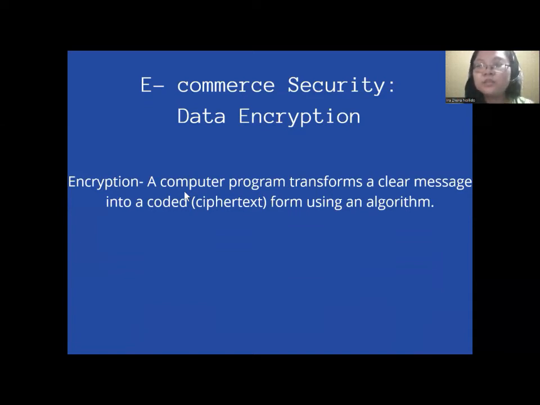So when we talk about encryption, it is a conversion of data into a secret code for storage in database and the transmission over networks. The sender uses an encryption algorithm to convert the original message code, clear text, into a coded equivalent called ciphertext. At the receiving end, the ciphertext is decoded or decrypted back into clear text.